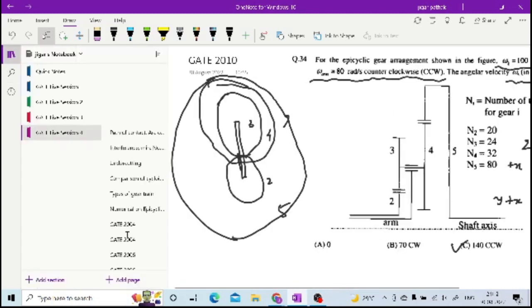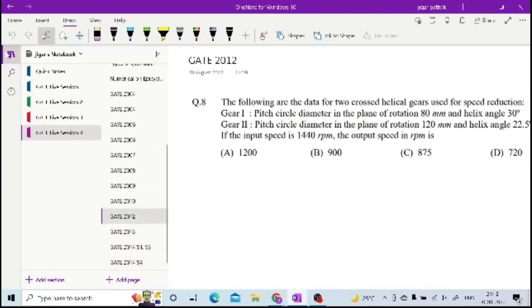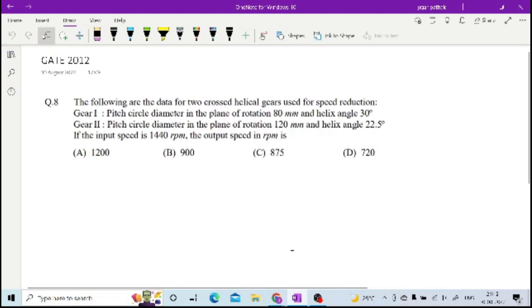Okay, so let us go to the next one. So this is something different, right? The following data are provided for two crossed helical gears for speed reduction. Gear 1 has a pitch circle diameter in the plane of rotation of 80 mm and helix angle 30 degrees. Gear 2 has a pitch circle diameter of 120 mm and helix angle 22.5 degrees, and input speed is 1440 rpm. So you have to find the output speed.